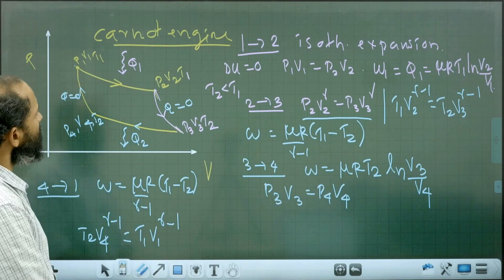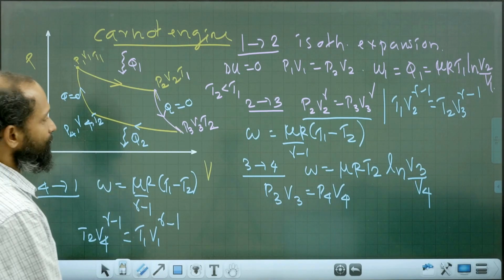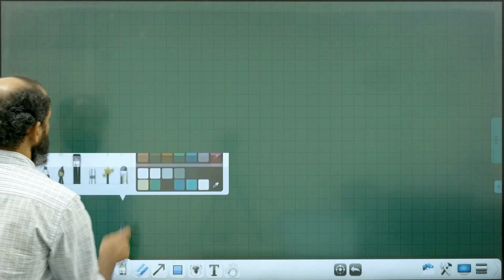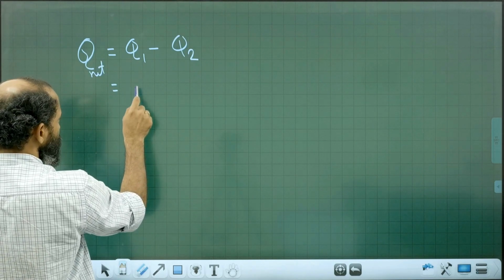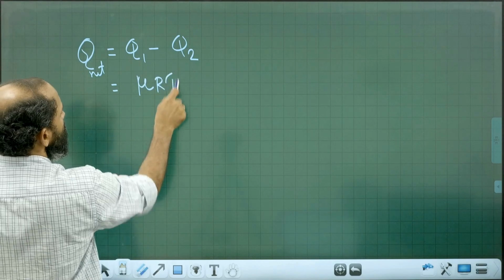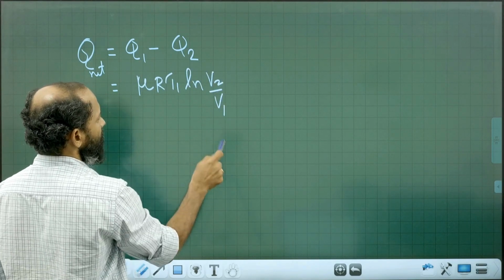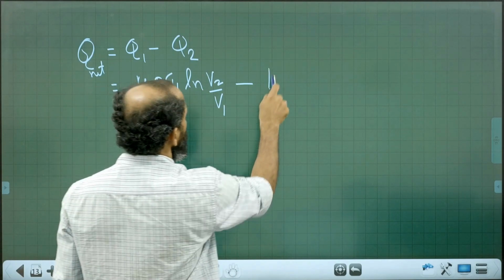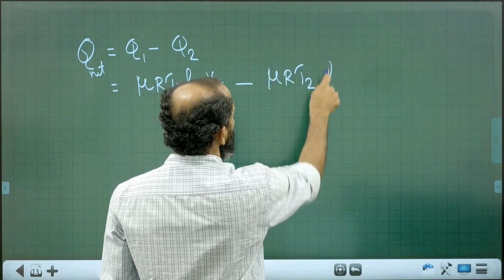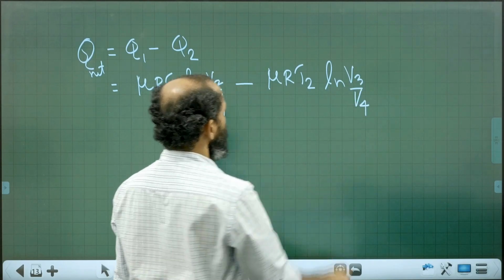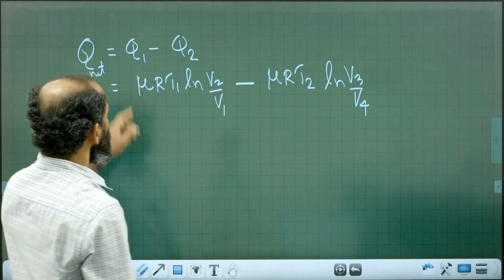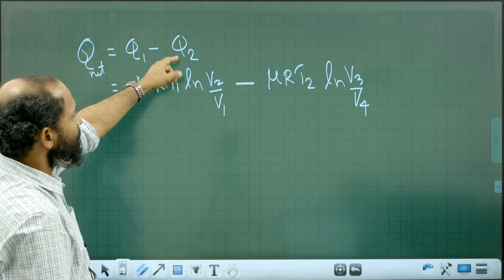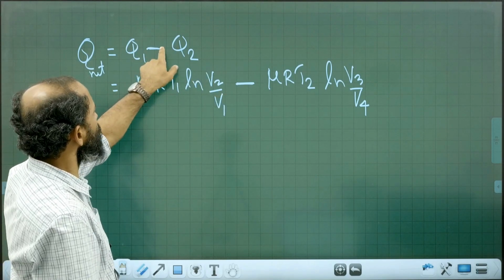So what is the total amount of heat transfer, the net heat transfer during this entire process? Net heat transfer Q is equal to Q1 minus Q2. Q1 is equal to W1, that is mu R T1 log V2 by V1, minus Q2, which is mu R T2 log V3 divided by V4. Is it clear why the minus sign has come here? Because Q1 is positive, absorbed, and Q2 is negative, rejected. That is why I have chosen this minus sign here.